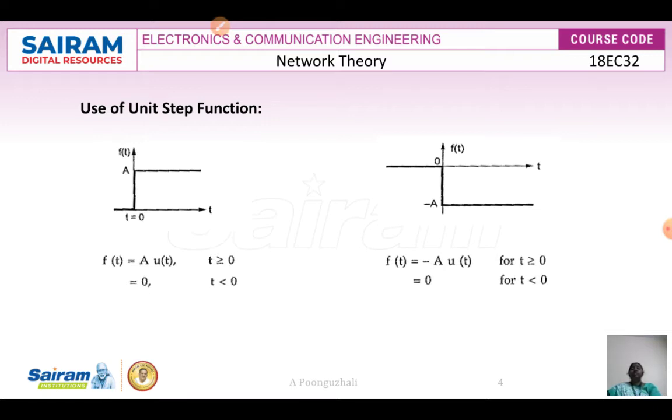So the use of the unit step function is that we multiply any amplitude by u of t. Why we multiply by u of t is that in network analysis the signals are analyzed only in the first quadrant and not in the third quadrant. To have my signal in the first quadrant, I multiply the amplitude with the unit step function. That is the purpose of the unit step function.